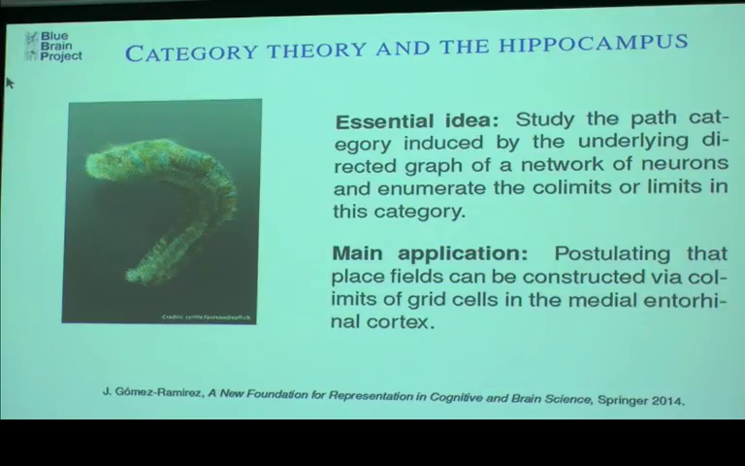But in any case, within this hippocampus, there are what are called place fields, place neurons, that will fire when you're in a specific place. And his idea is that these place fields should be built up from what are called grid cells.